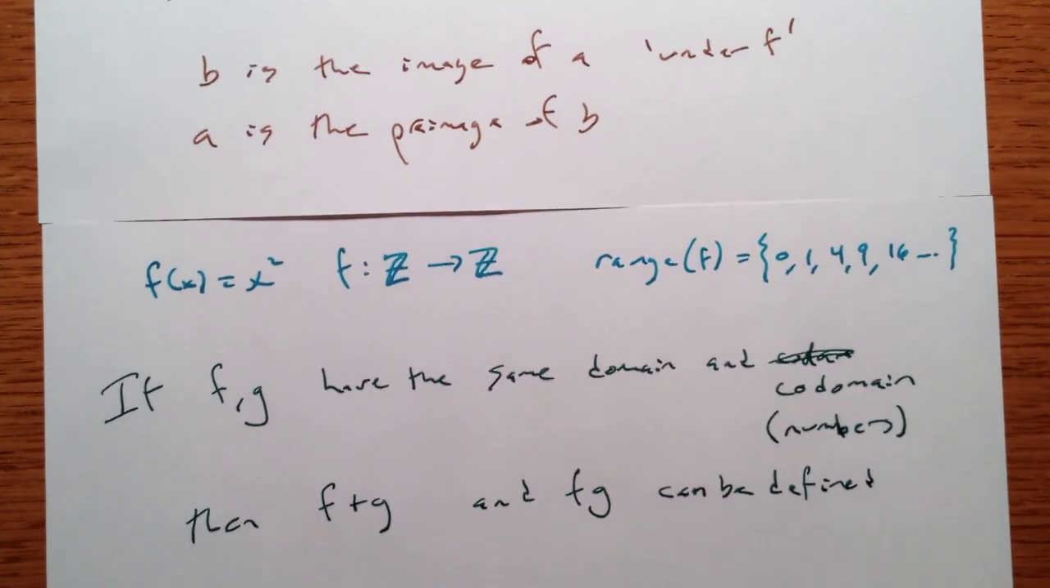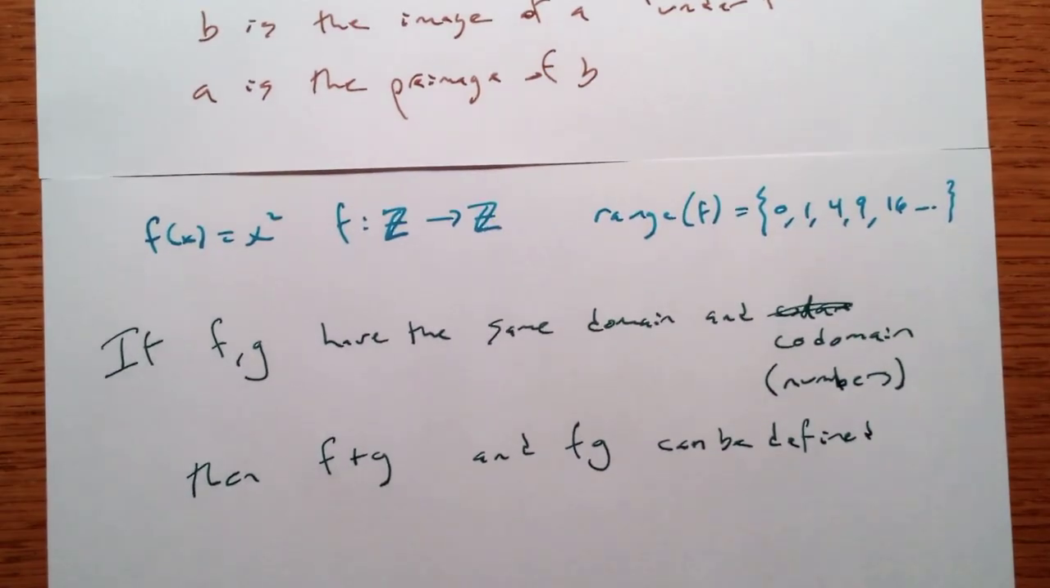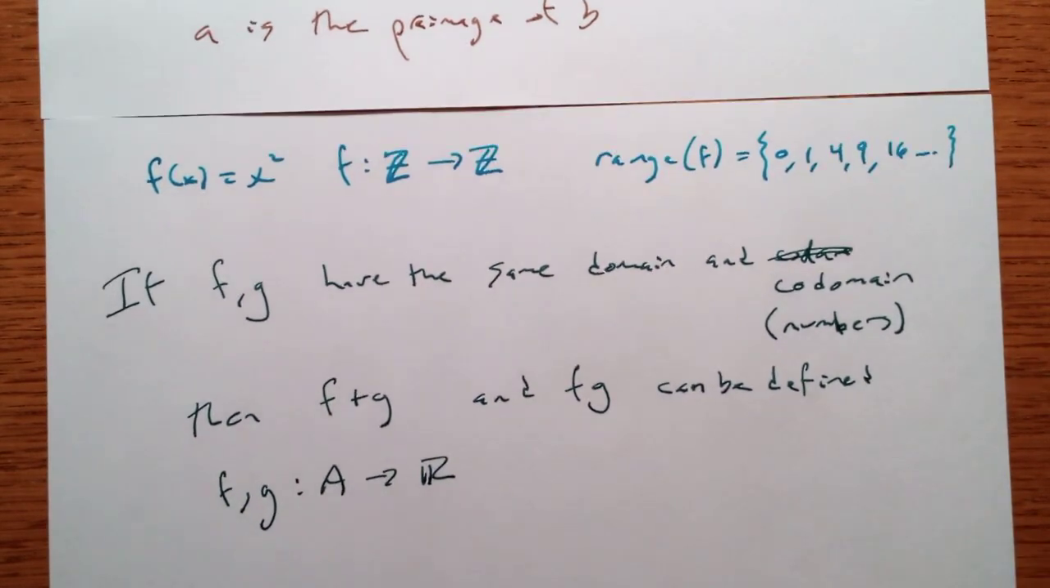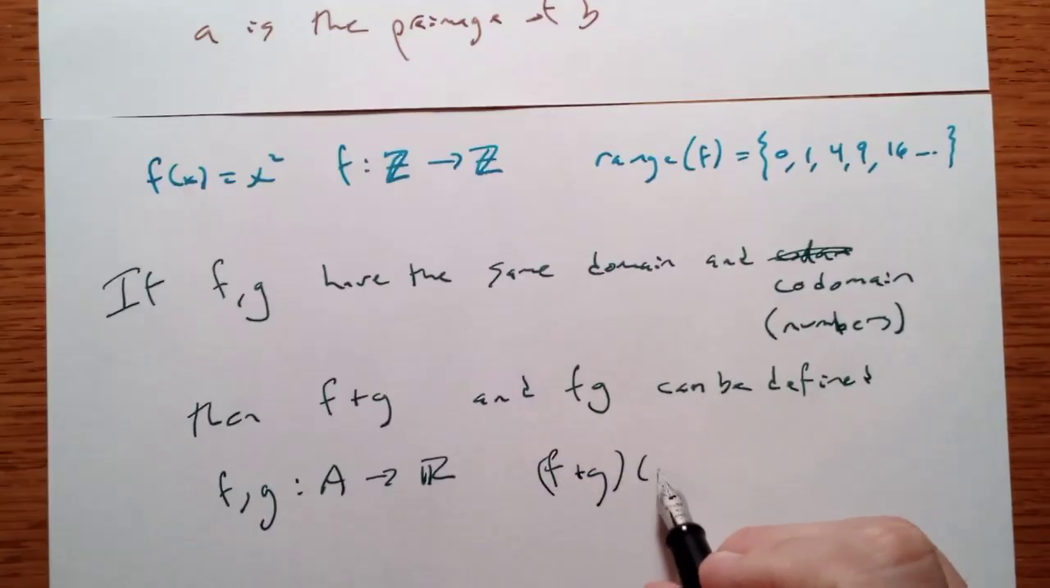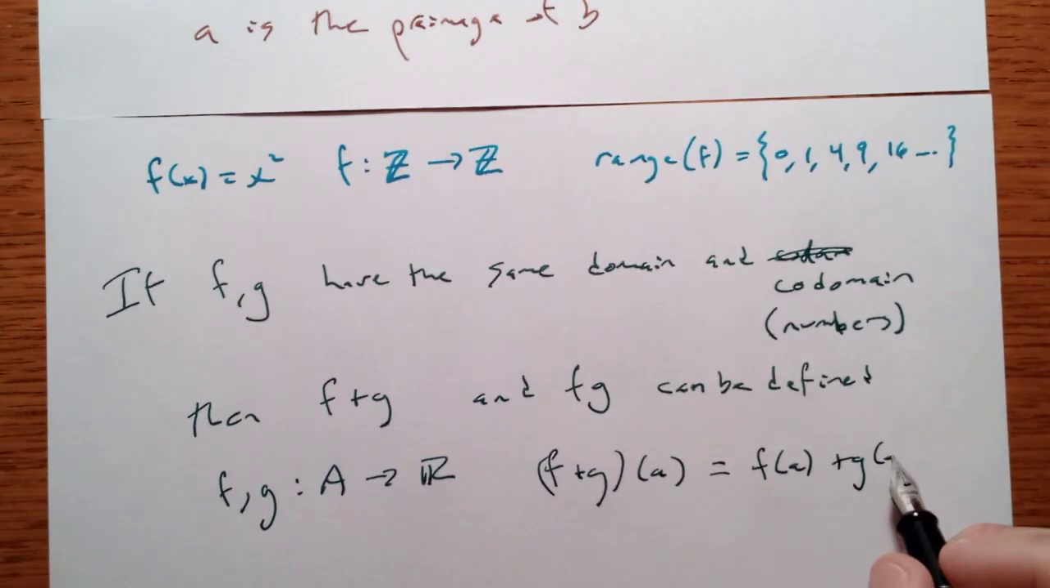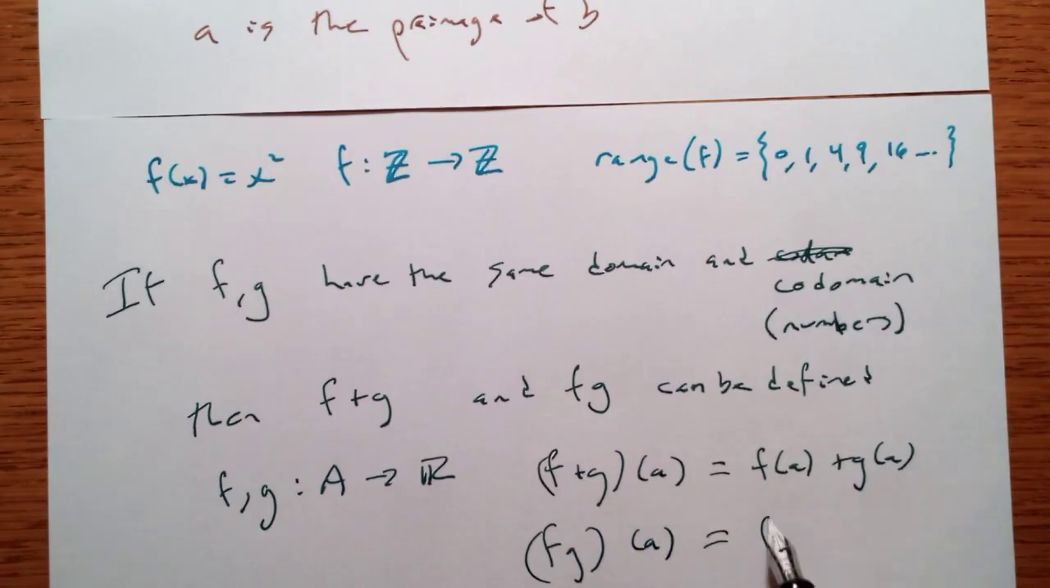If I can add, I can subtract. If I can multiply, I can divide as long as I don't divide by zero. We did all of this in algebra. If f and g both go from the set A to the set, well, we'll use real numbers for the moment. I can use any set of numbers. Then f plus g of a is defined by f of a plus g of a. And fg of a is defined by f of a times g of a, where I'm multiplying.